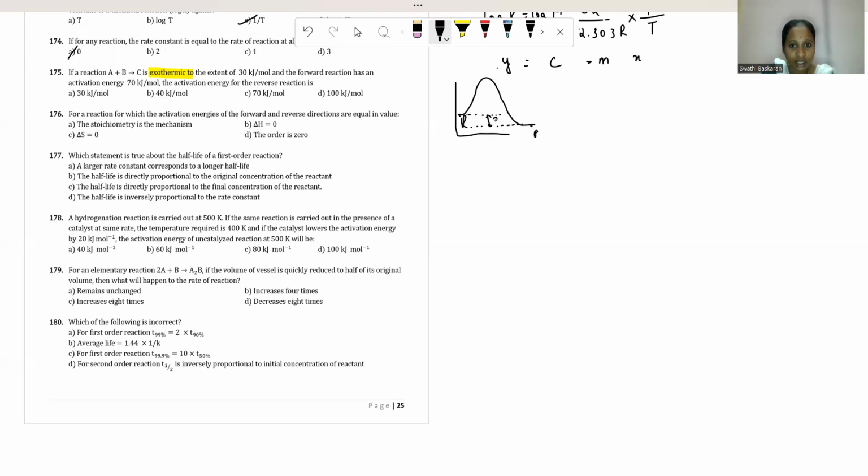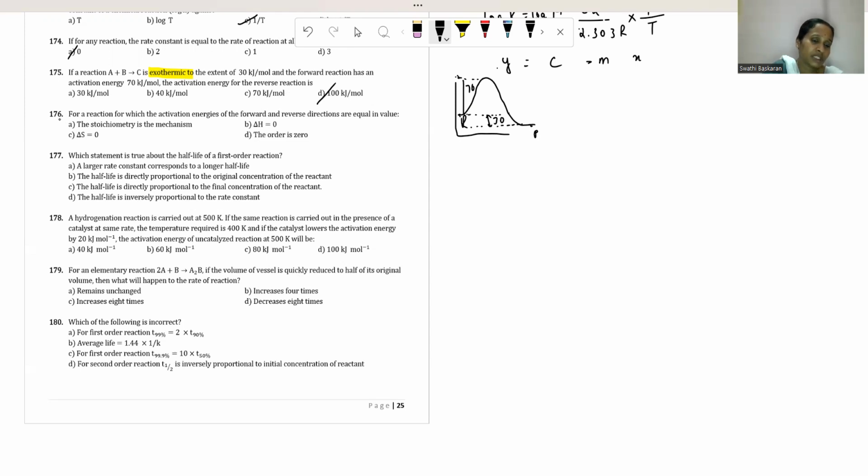So what is delta H? They are giving 30 kilojoules. And the forward reaction has an activation energy, so from here this is the forward reaction, which is given to be 70 kilojoules. Now they are asking for the activation energy for the reverse of the reaction, that is, products to reactants. If you have to show that, the total will become 70 plus 30, which is equal to 100. So option D would be correct.